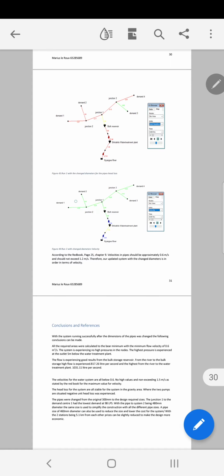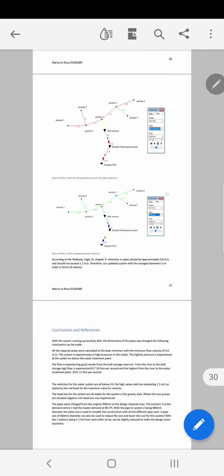With our system, the demand center 1 to 2 obviously was our smallest demand, at 98 liters per second, but our pipe size in this model was taken the same as for demand 2, which was 105, a small increase. But to make the system more economic, the pipe size could have been changed to 460 millimeters, which is 20 millimeters smaller than the one for demand 2, over 5.1 kilometers, which will make a difference in the feasibility of the design and make it more economic.